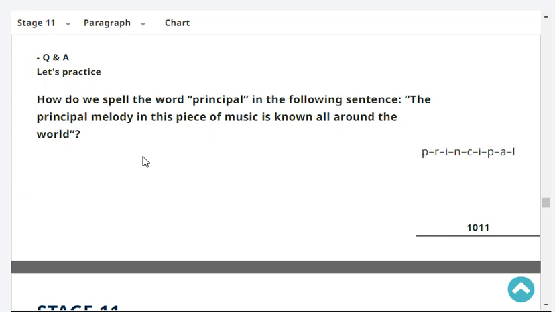How do we spell the word principal in the following sentence? The principal melody in this piece of music is known all around the world. We spell the word principal in the following sentence: The principal melody in this piece of music is known all around the world. P R I N C I P A L. Very good.